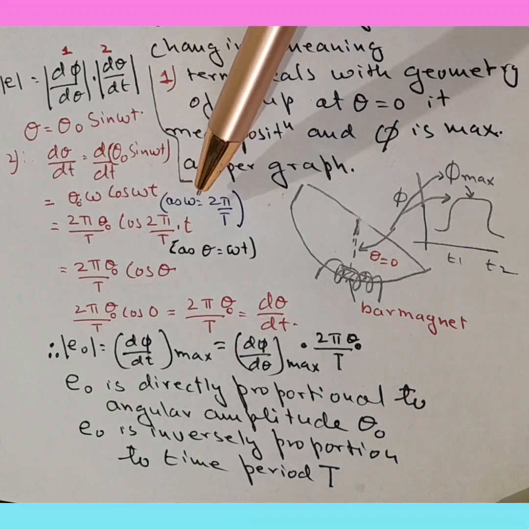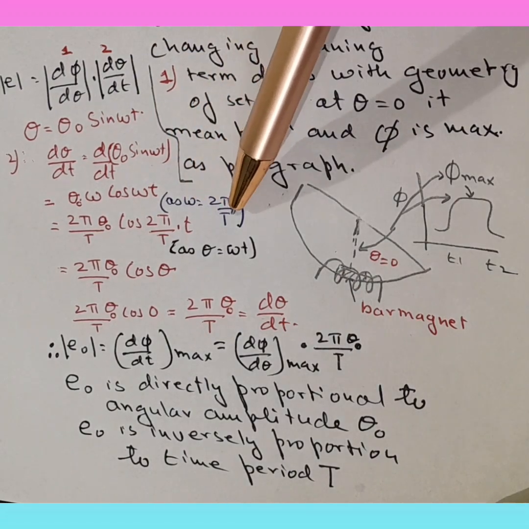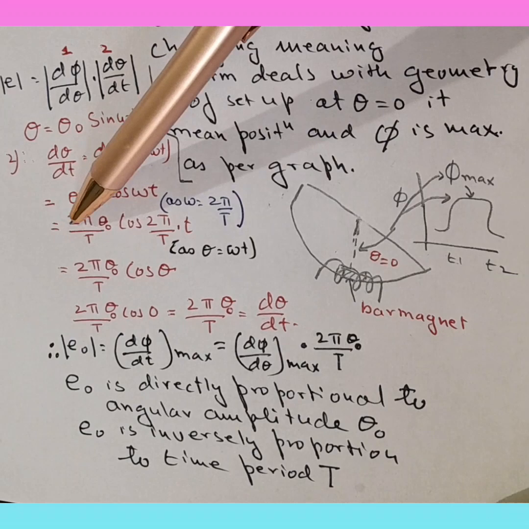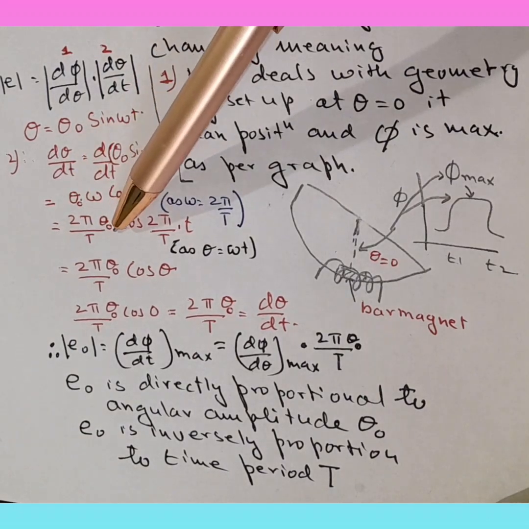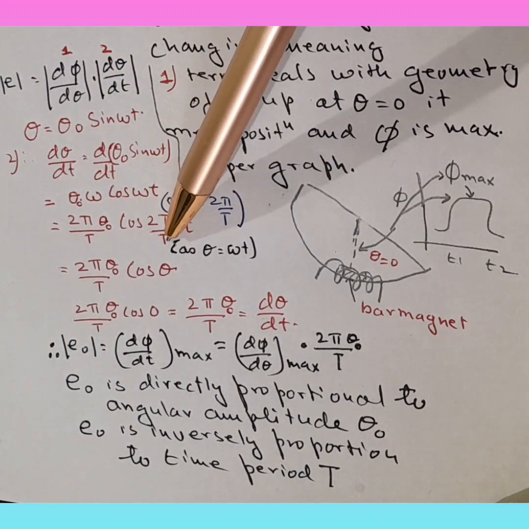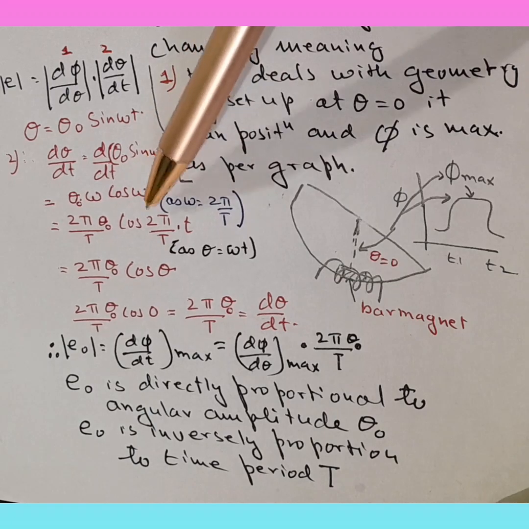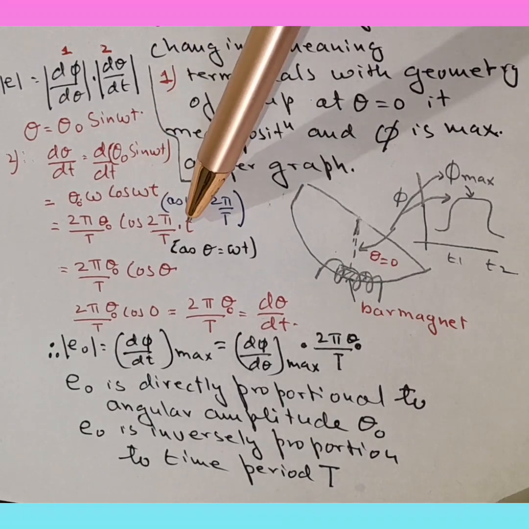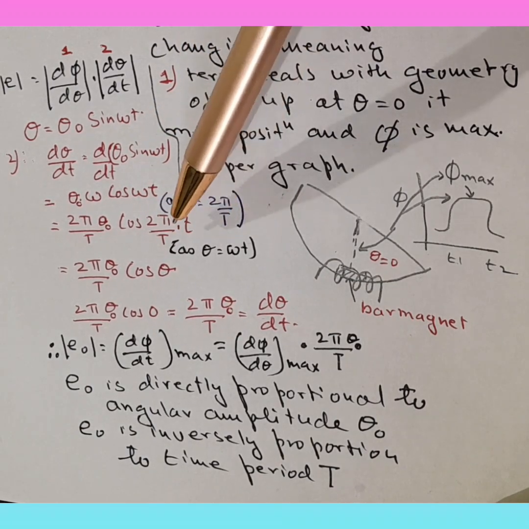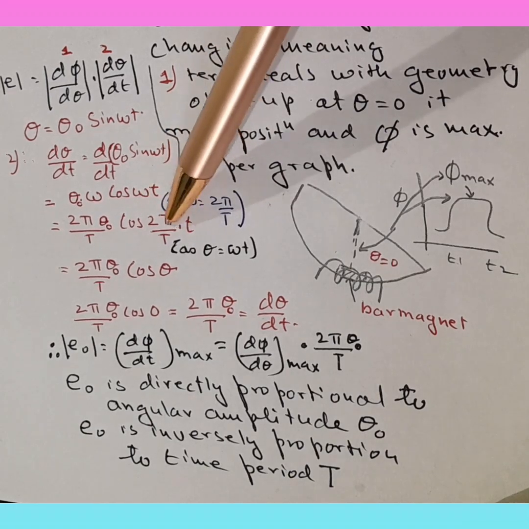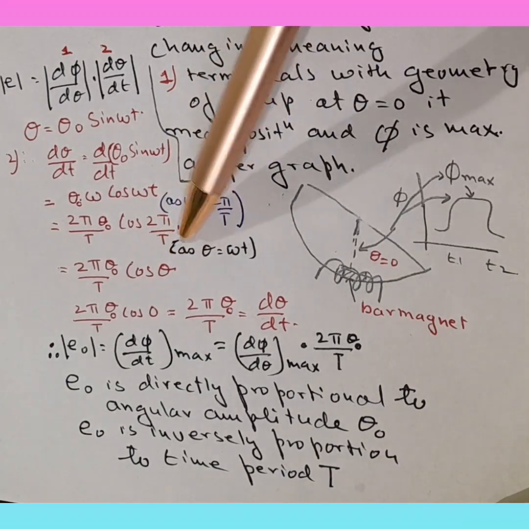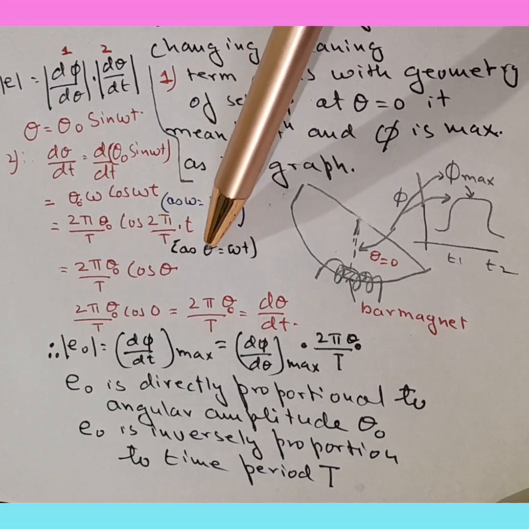Now we also know that omega is equal to 2 pi by T. So we substitute there 2 pi by T, and theta 0. So cos 2 pi by T into t. Alright, so now let's make this theta. Again, because we know that theta is equal to omega t.